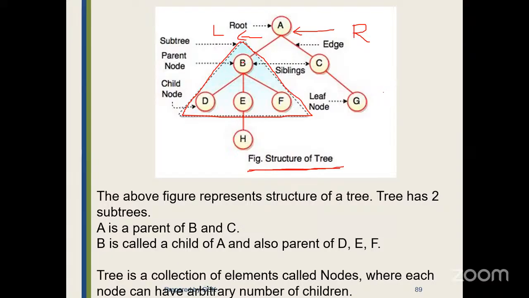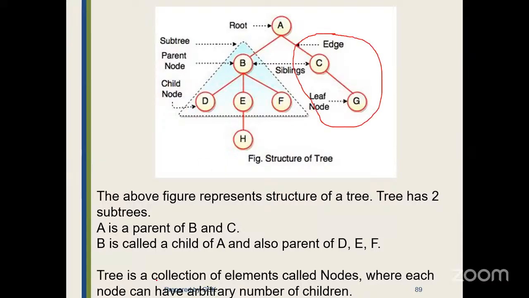And again, this is also a tree-like structure. For this subtree, this is the root node, and A is the root node for all these nodes. And here, this is a subtree and this is also a subtree, this part, subtrees of A. Okay. And in this subtree, this is a parent node. In this subtree, this is a parent node. And D, E, F are child nodes of node B.